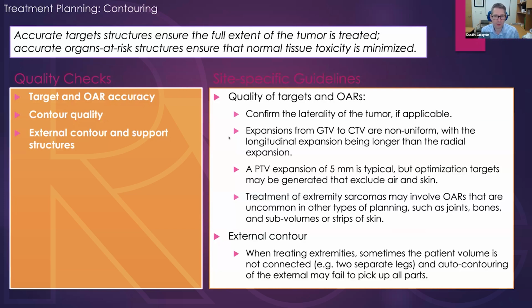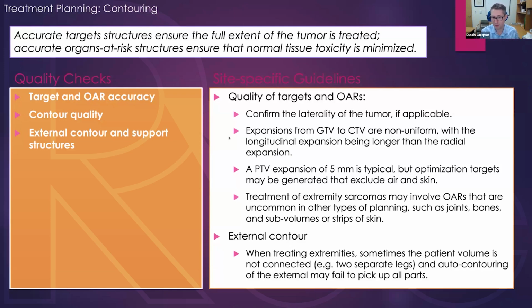It's important to note that in sarcoma, expansions of the GTV to the CTV are not uniform. Because of the way the disease spreads, the disease tends to spread along planes within muscles, and the planes tend to run longitudinally up and down the extremity. And so, the GTV to CTV margins generally are longer in the longitudinal direction of the bone, and then radially around the bone, the expansion is a little smaller.